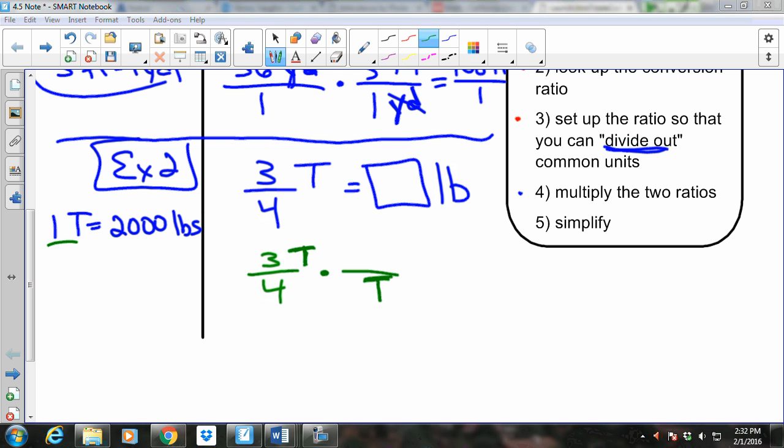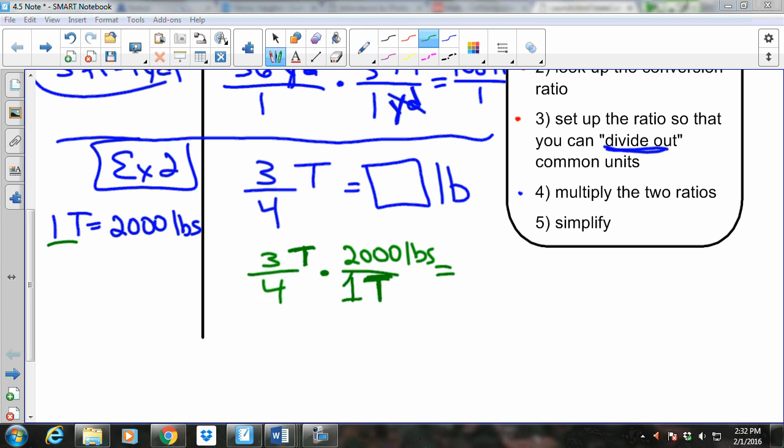So how many tons do we have? We have 1 ton, or what's the conversion ratio? It's 1 ton to 2,000 pounds. So you see how I could have put this tons on the top or the bottom, whatever way is useful for me to cancel it out. And then I would put the 2,000 on the other side. So step 4, multiply the two ratios.